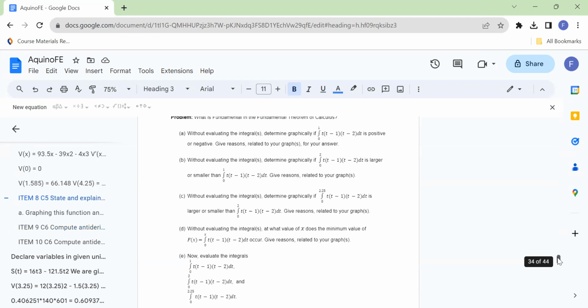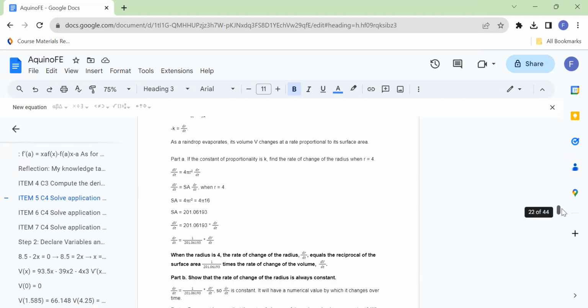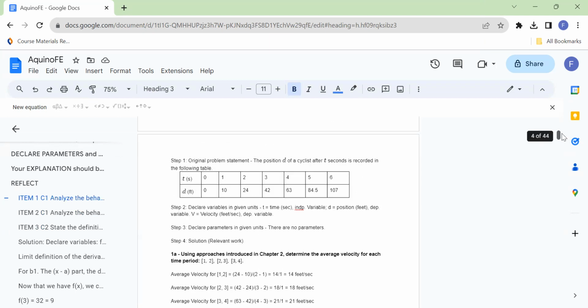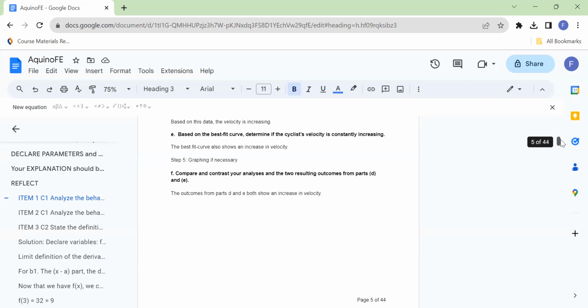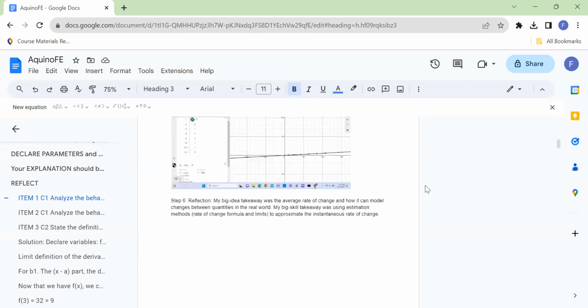Now, before I close this video, let me just go back and do the reflections for items 1 and 3 and 5. So for 1, my reflection was just, again, getting comfortable with the average rate of change and how it can model changes in the real world between items or forces.